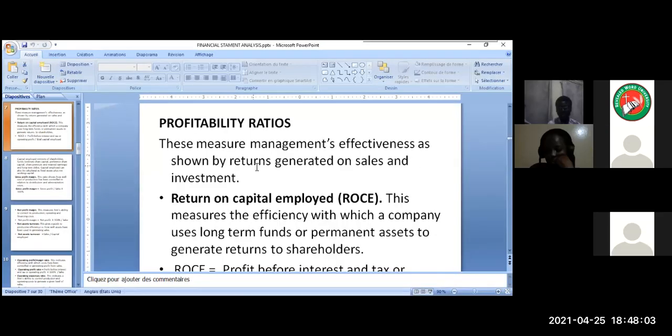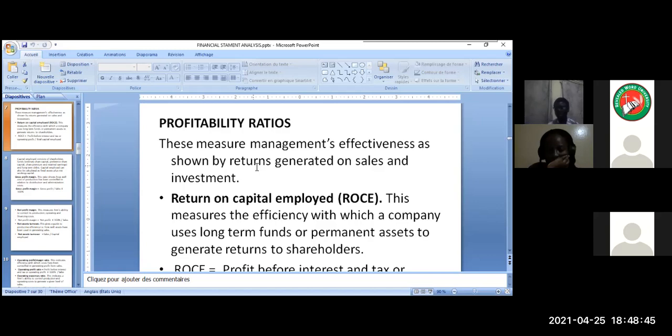So now profitability ratios measure management's effectiveness as shown by returns generated on sales and investment, what they get on return of their investment. So first point to calculate profitability ratio, we have return on capital employed. Remember what we talked about capital employed? This is everything that the company needs to run the business. So we expect the return on them.